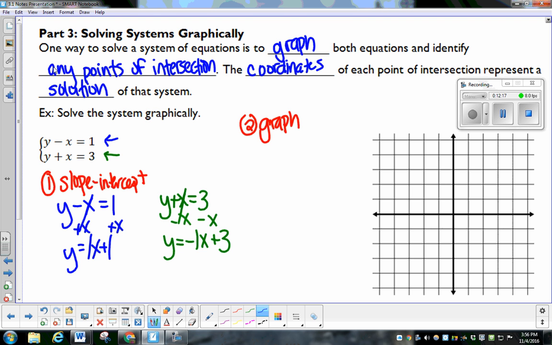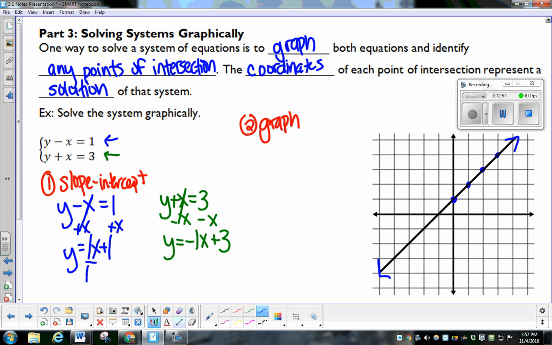Remember, when you're graphing equations, you start with your y-intercept. I'm going to graph the one I have written in blue first. My y-intercept is positive 1, so I make my point on my y-intercept. And then my slope is 1. I could also write that as 1 over 1 to see my rise and run. So I'm going to rise 1, run 1, rise 1, run 1, rise 1, run 1. They're both positive, so I'm going up and to the right. Then use a ruler to make a nice straight line through those points, and make sure you get arrows on each end.